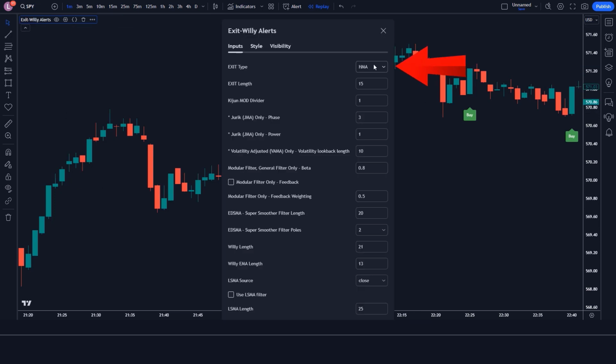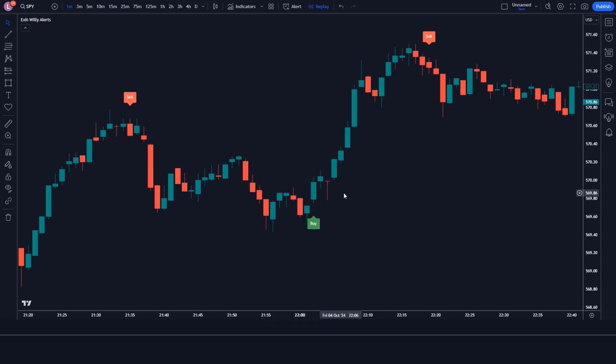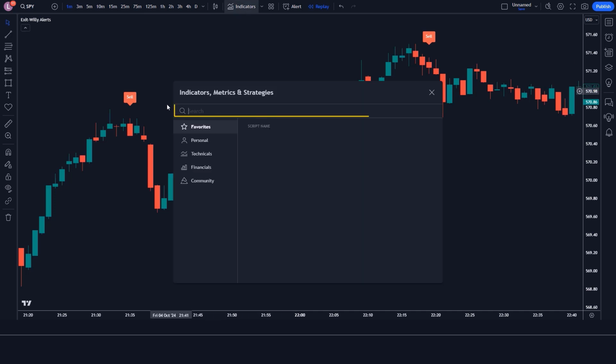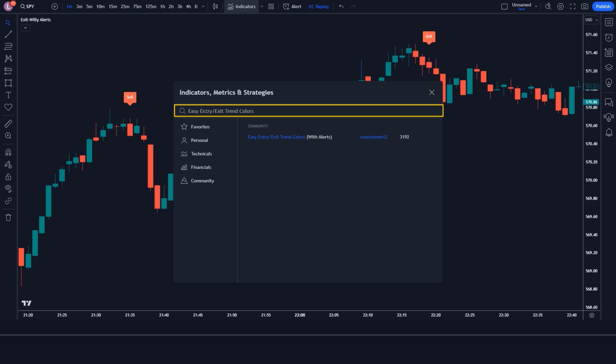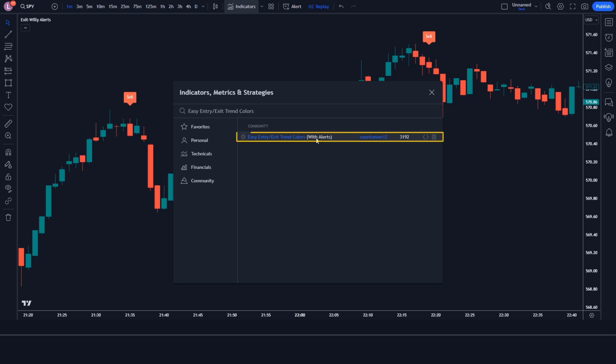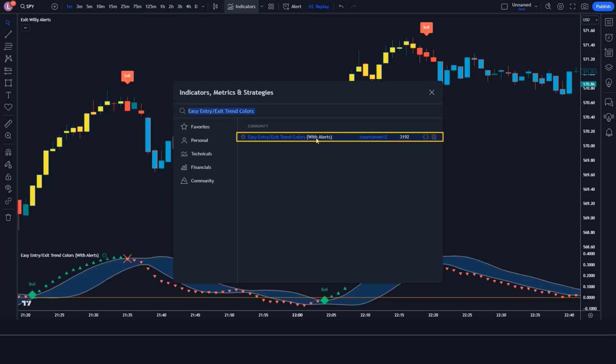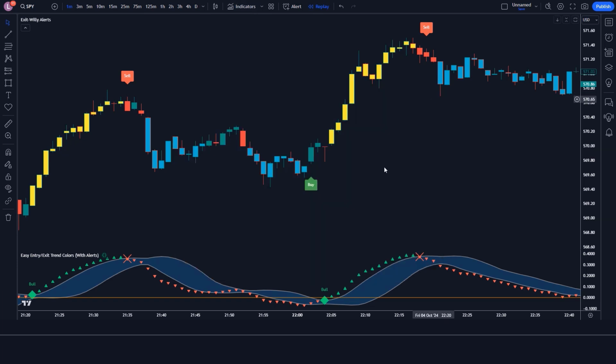We have to change this exit type option from HMA to TEMA. We have to change this exit length option from 15 to 28. After that we have to apply another indicator on the chart. We will search Easy Entry/Exit Trend Colors in the search box of TradingView. After that we have to click on the Easy Entry/Exit Trend Colors option, in which we have to change some settings.